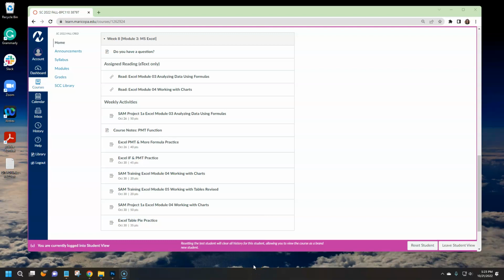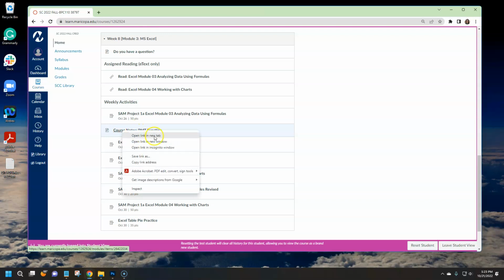Hi class, I thought I would go ahead and run through the Excel PMT and more formula practice assignment to give you guys some help and continue to help your learning with Excel. First of all, I just want to point out that the PMT function is the only thing that's not covered in your textbook. So everything you want to know about the PMT function will be inside this course notes document.